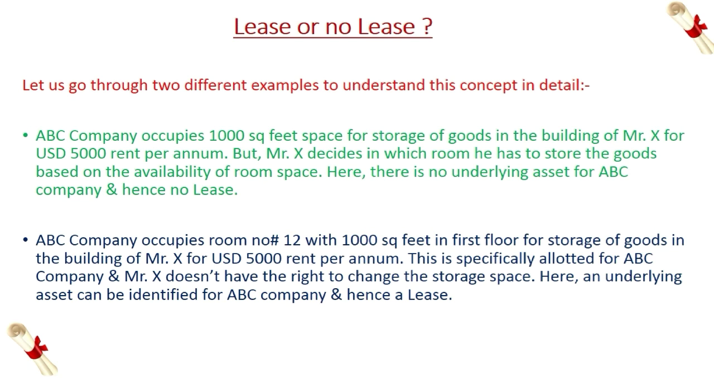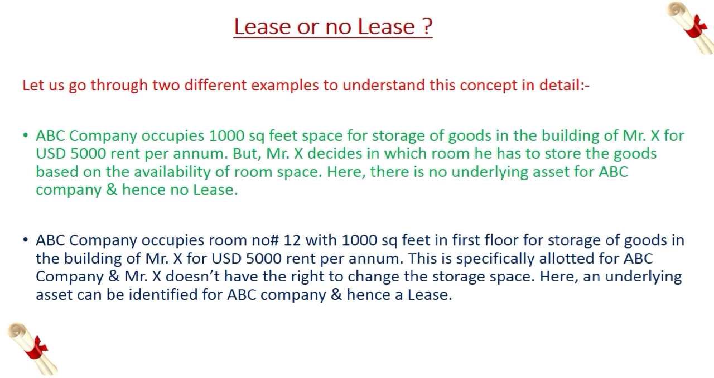So, in this arrangement, Mr. X has full authority over the space to be utilized, whereas ABC company just takes a service from Mr. X. Hence, there is no underlying asset for ABC company and no lease to be recognized in the balance sheet. Now, in the second example, ABC company occupies room number 12 with 1000 square feet on the first floor for storage of goods in the building of Mr. X for USD 5000 rent per annum. This is specifically allotted for ABC company, and Mr. X doesn't have the right to change the storage space.